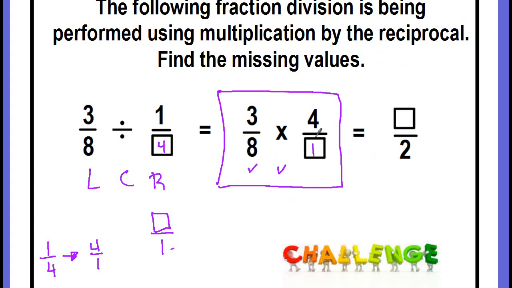Okay, let's see if we can come up with the answer. Let's do our multiplication. 3 times 4 is 12. 8 times 1 is 8. Now, that's not the same here. This has a 2 as a denominator. So what do you think they did? They probably simplified, right? Let's simplify. What is the common factor of 12 and 8? 4. 12 divided by 4 is 3, and 8 divided by 4 is 2. So even using our LCR, we can complete the challenge problem. Good job.